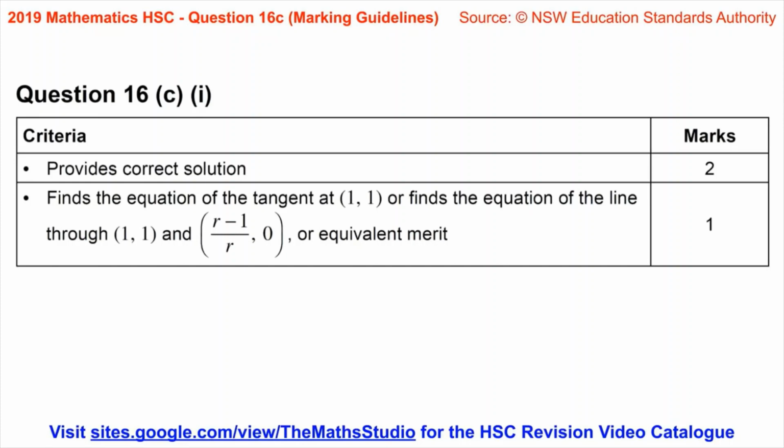The following are the marking guidelines for question 16c, part 1. For 1 mark, we have finds the equation of the tangent at 1, 1, or finds the equation of the line through 1, 1 and r minus 1 over r, 0, or equivalent merit. And for 2 marks, we have provides correct solution.